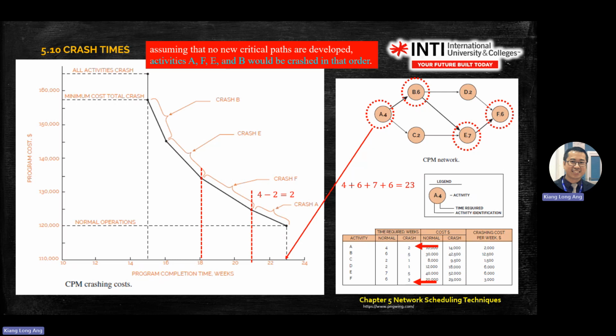You know already, maximum crash will give you 165K, and then it continues with activity B. You want to find the minimum total cost. Of course, you say you want to jump also can, because when you add all the costs, you still arrive at the minimum total cost. Our objective is to find this one.